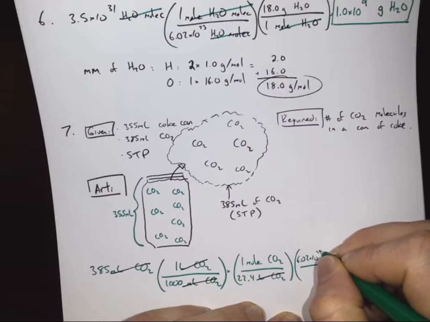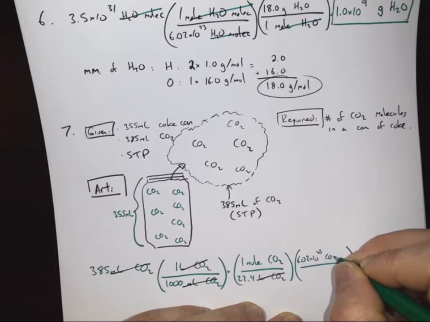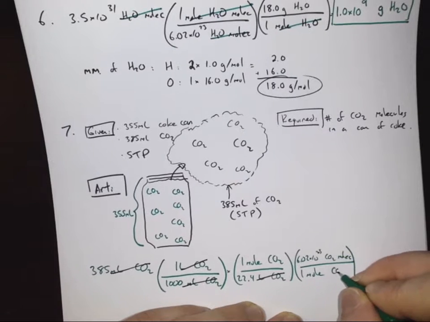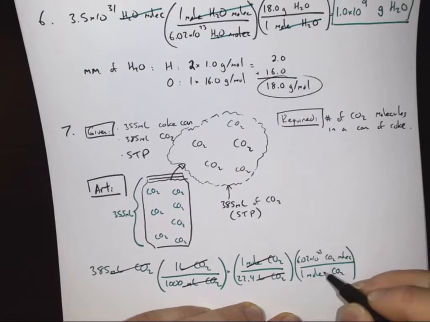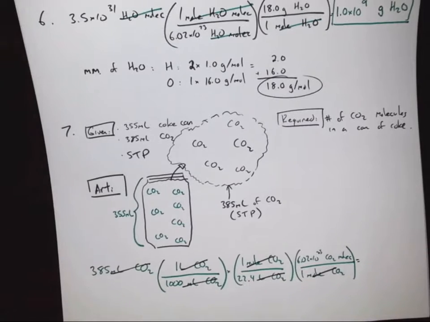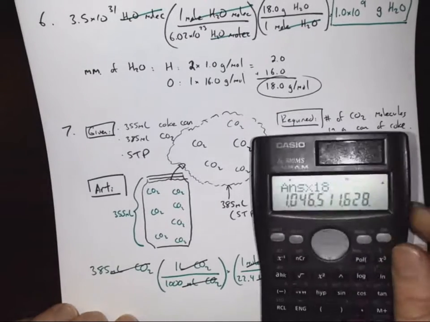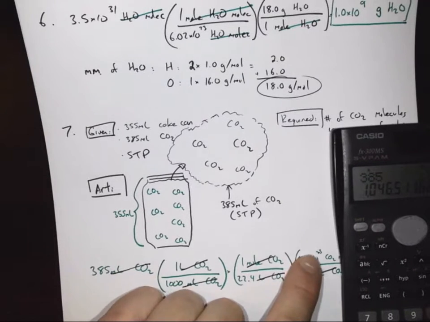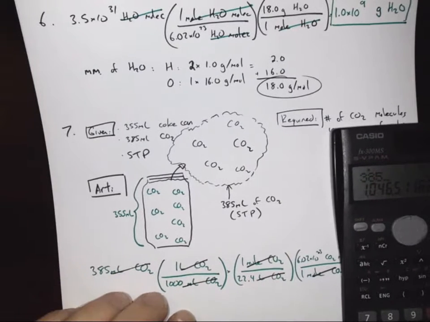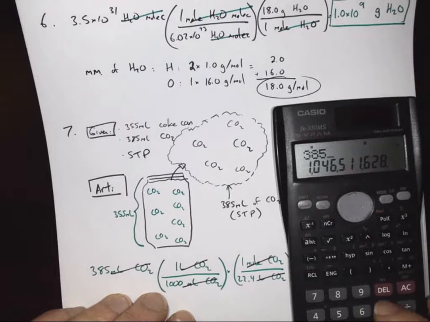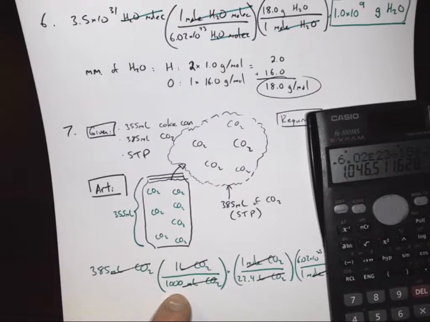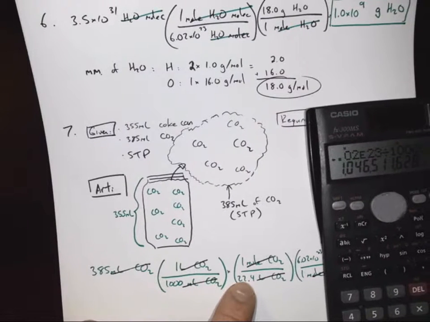6.02 times 10 to the 23 CO2 molecules for every 1 mole of carbon dioxide. Alright, so we'll punch these in: 385 multiplied by 1, multiplied by 1, multiplied by 6.02 times 10 to the 23. And then we're going to divide by 1,000 and divide by 22.4.